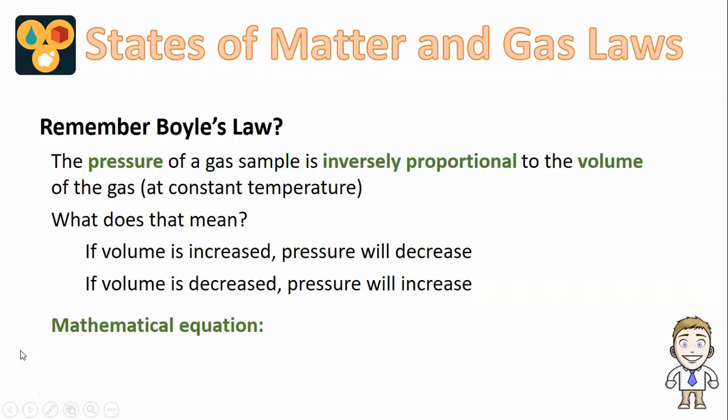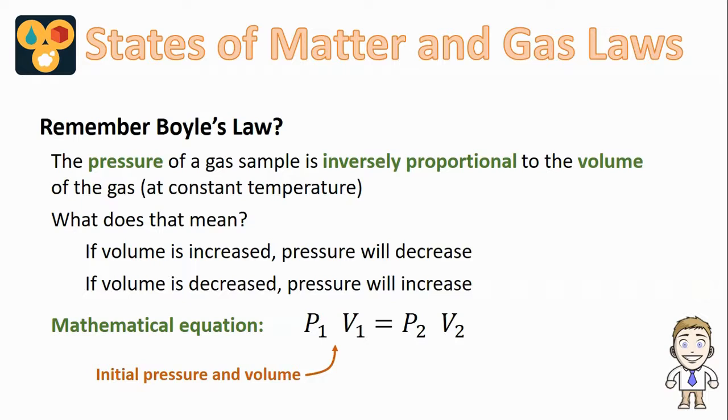This video is going to focus on the mathematical side of this, where we can use the equation P1 times V1 equals P2 times V2. The ones imply the initial pressure times the initial volume where you start. The twos imply the final pressure and the final volume where you end.